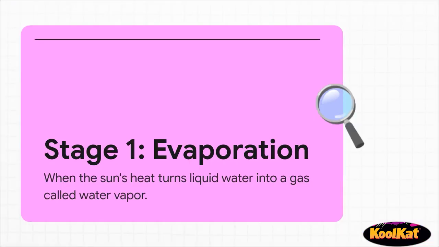So, our little water droplet's journey kicks off right here, in stage one, evaporation. Just picture it, sitting in a lake or maybe the ocean. The sun's energy starts to heat it up, and that turns it from a liquid into this super light, invisible gas we call water vapor. And then, up it goes, rising into the atmosphere.